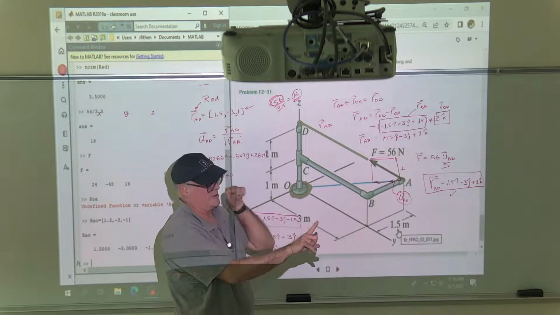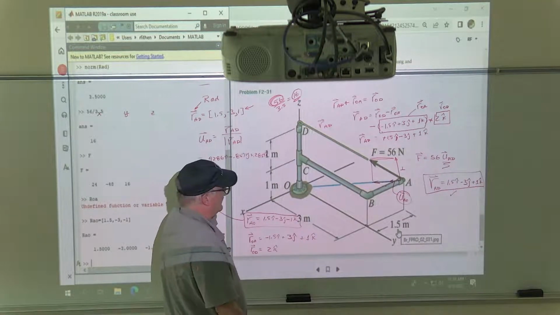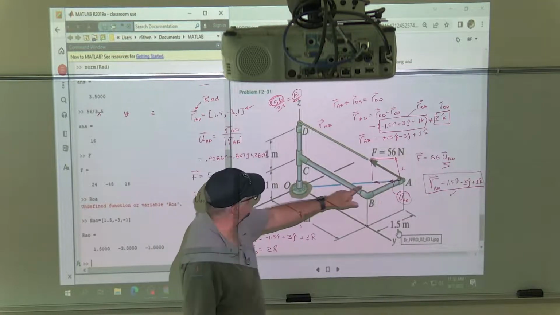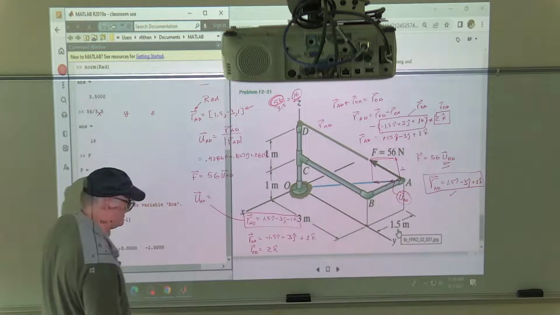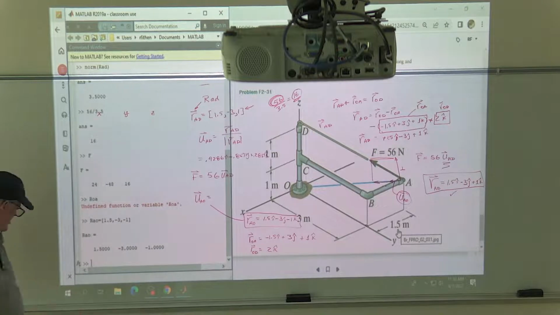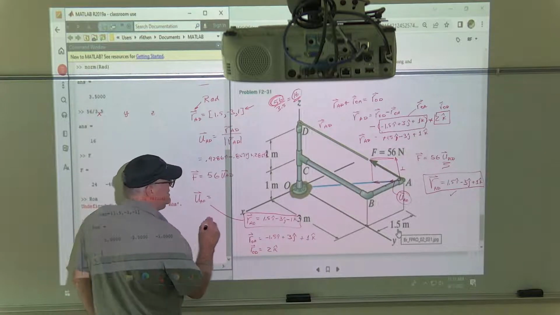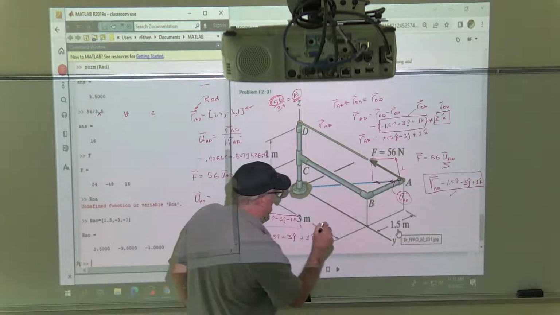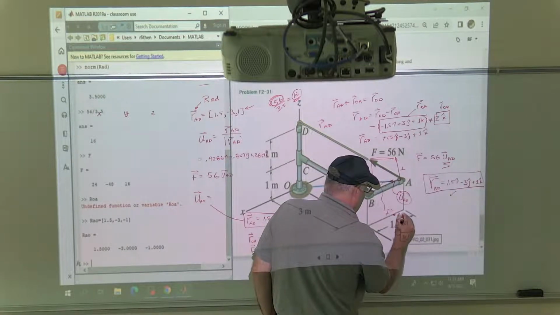I got another part that's coming out off of that part. And how do you find that? Well, first let's find the one that's projected onto this blue line. And that's easy enough, because all you do to find this part of the vector is take the F and dot it with the UAO.